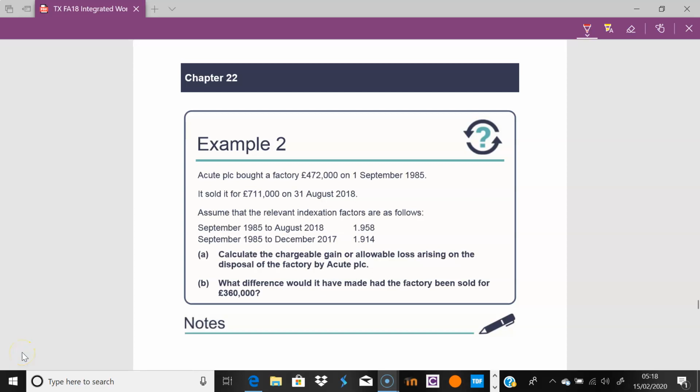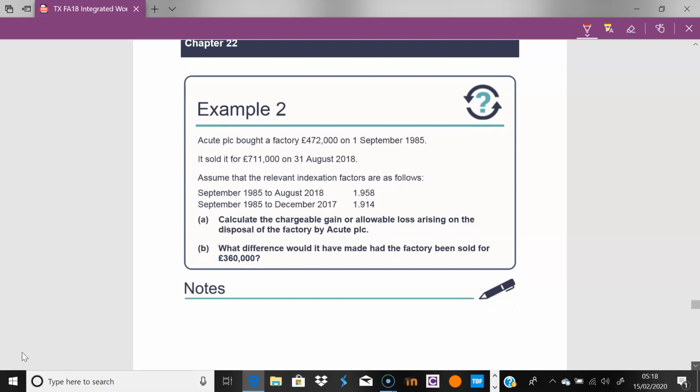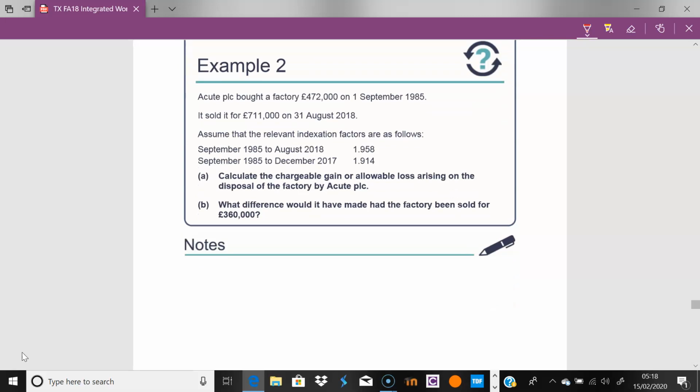Okay, let's look at example 2. We have this business called Acute PLC. And what I might do is do it the way it's done in the back, but just explain it again so you can see what's going on. You bought a factory here, 472, and you sold it for here, 711.